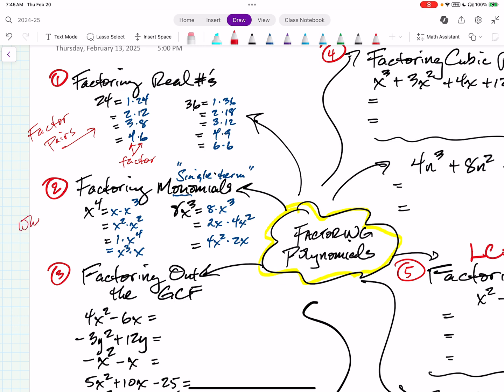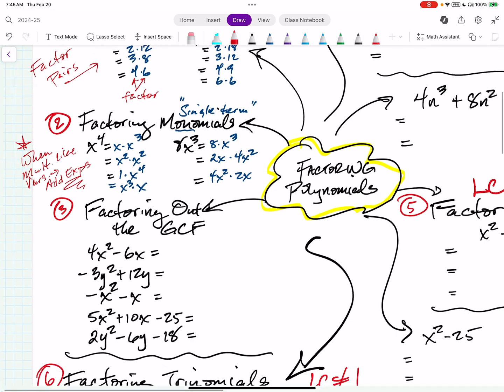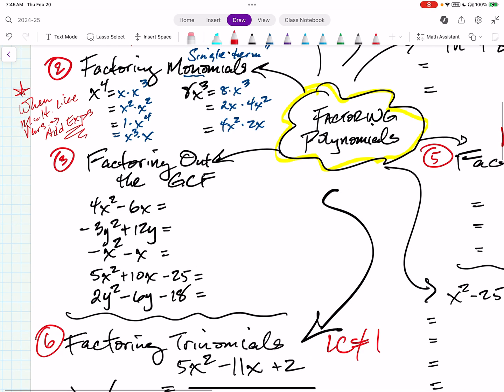When multiplying like variables, you add exponents. This goes back to the previous unit, basic polynomial skills that we reviewed there. Next, how to factor out the GCF.